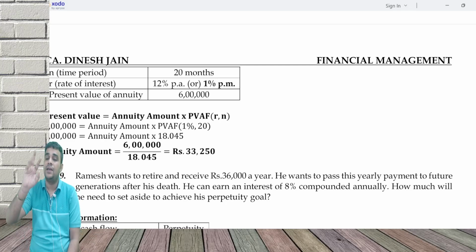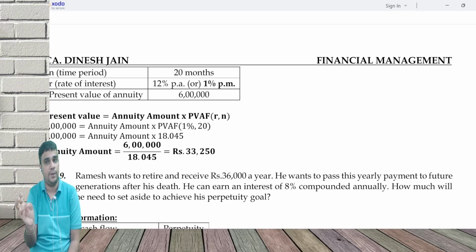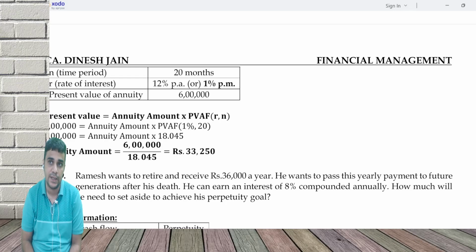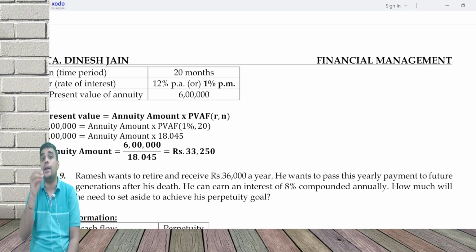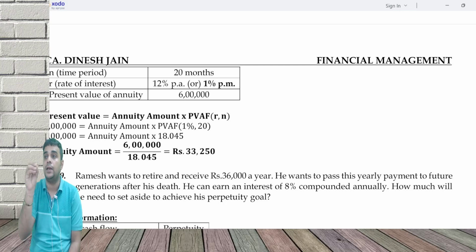Listen. Till now, whatever I did, I told you present value of annuity, future value of annuity, present value of single cash flow, future value of single cash flow, present value of different cash flows. With perpetuity, there can only be present value. There cannot be future value because perpetuity has no end. So I cannot calculate the future value of perpetuity.